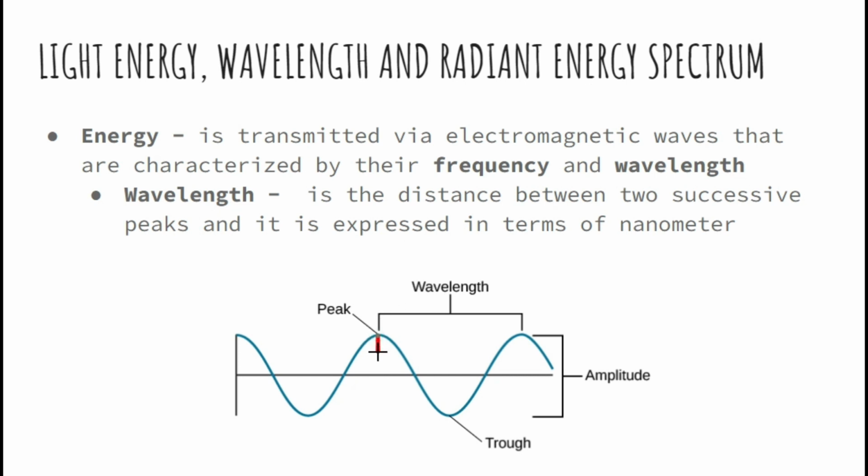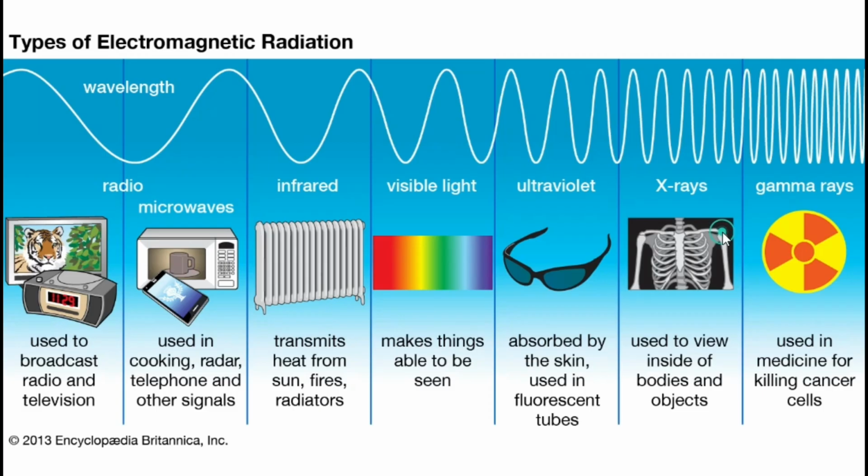So for example, here's the first peak, and here is the second one. The distance between the two is termed as, again, wavelength. Again po, the distance between two successive peaks is termed as wavelength, and ang ating unit ng ating wavelength is nanometers. Okay, so again, that's nanometers.